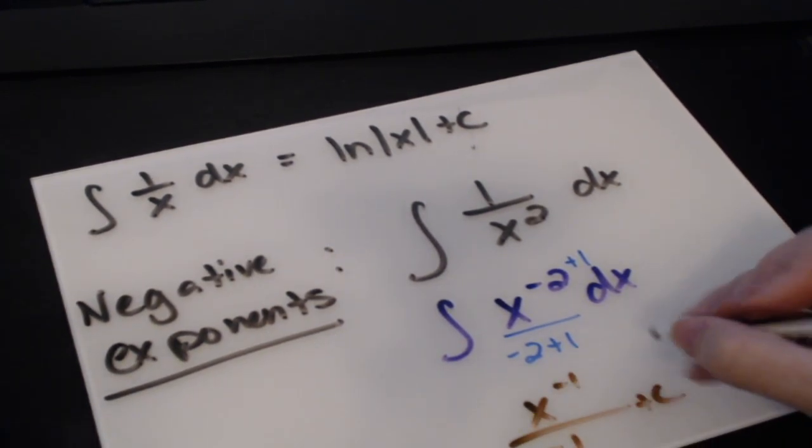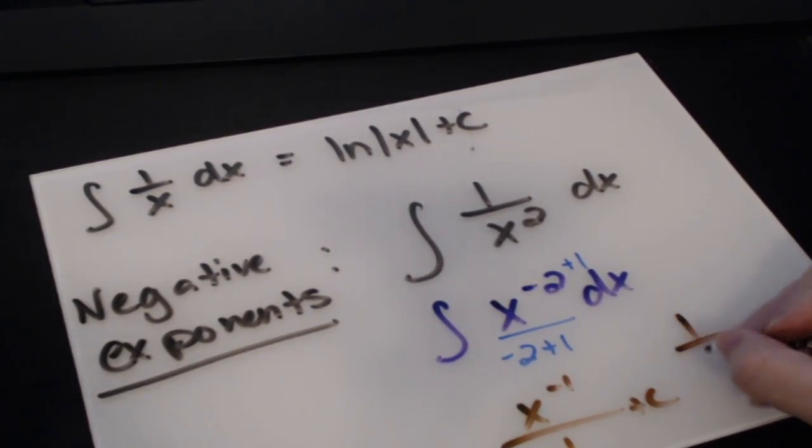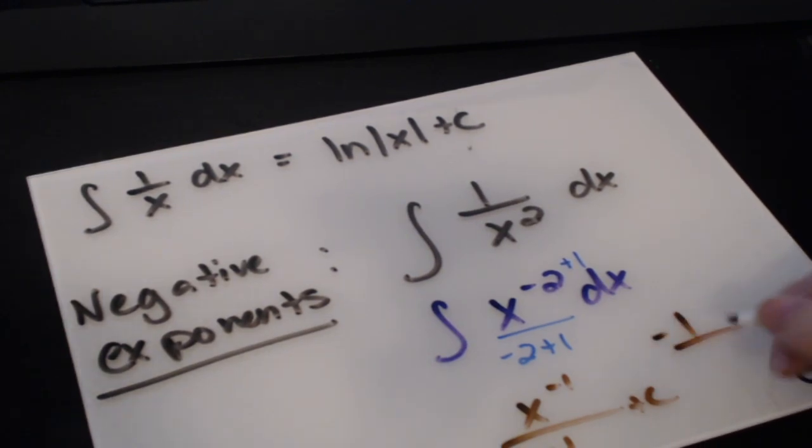I move this back to the denominator. I end up with 1 over, or you can write it as negative 1 over x plus c. So if you have that negative exponent, deal with it. Nothing too crazy. Just make sure you're looking at it correctly.